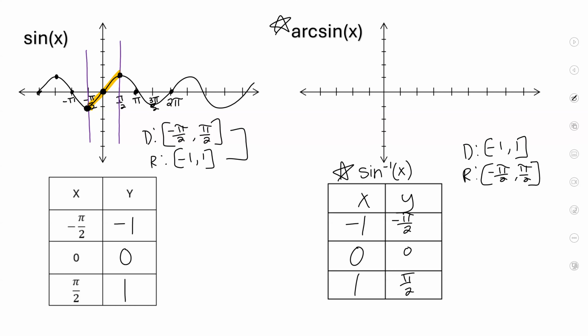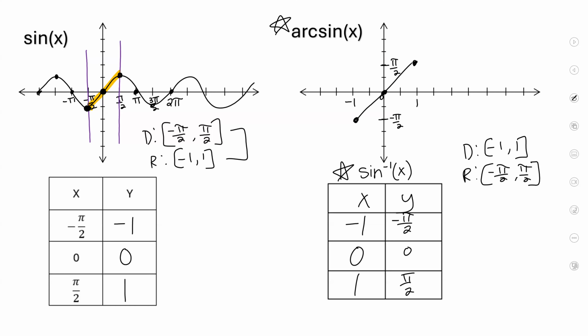Now let's plot the points. So I'll say -1 is here, +1 is out here, this is 0, and I'll say pi over 2 is up here, and negative pi over 2 is down here. So -1, negative pi over 2 is there, 0, 0, and 1, pi over 2 is there. So this is what your graph would look like.